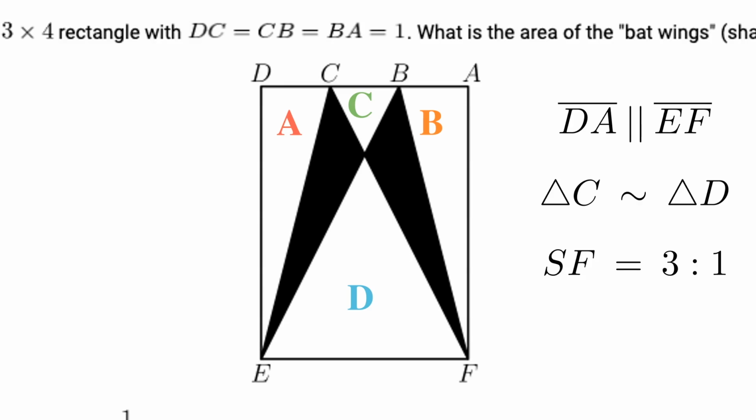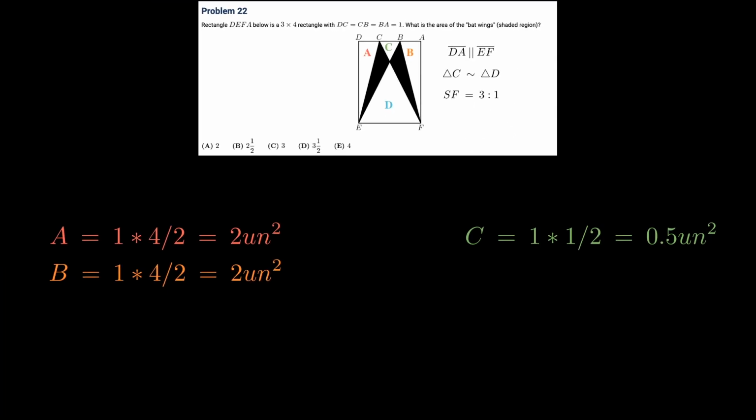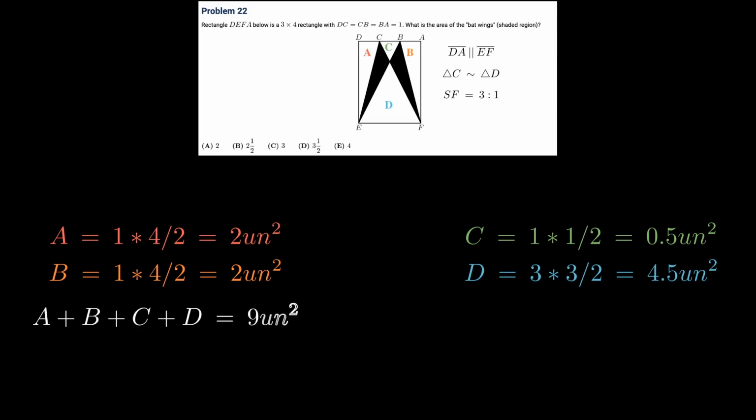The two heights added should match the length of the rectangle, 4. 4 divided by 3 plus 1 is 1. So multiplying each of the values in the scale factor by 1 will get us the heights. The height of D is 1 times 3, or 3, and the height of C is 1 times 1, or just 1. With this info, we can calculate the area of these two similar triangles. C is equal to 1 times 1 divided by 2, or 0.5 square units, and D is equal to 3 times 3 divided by 2, or 4.5 square units.